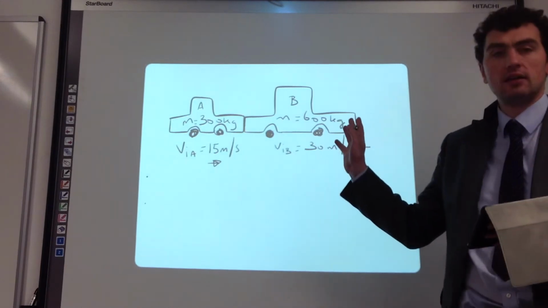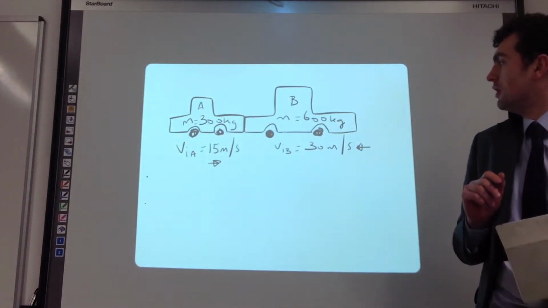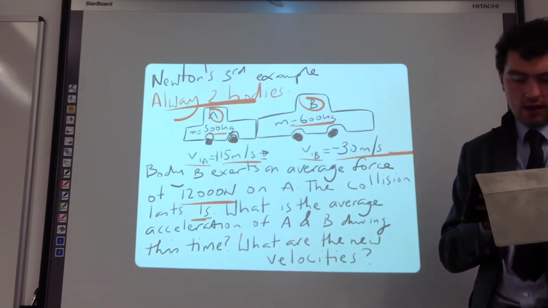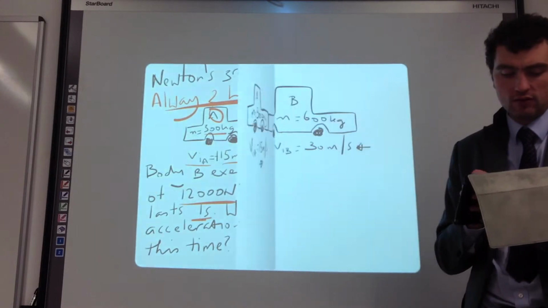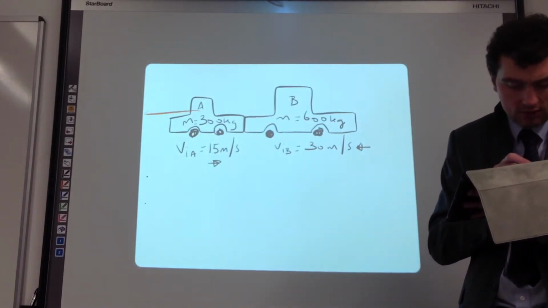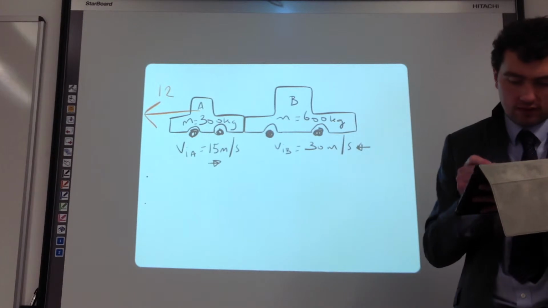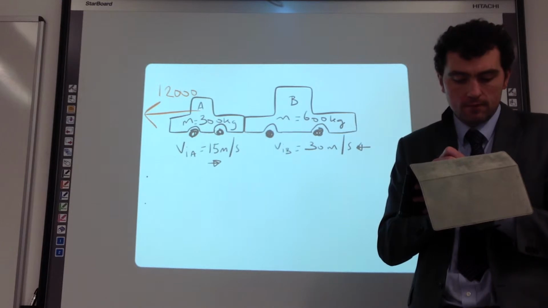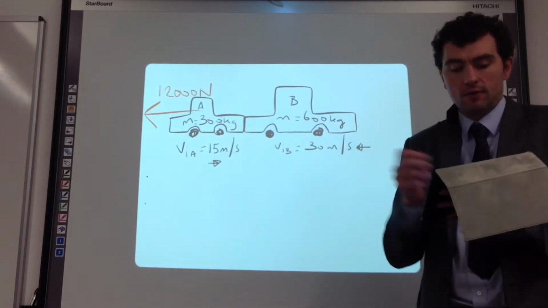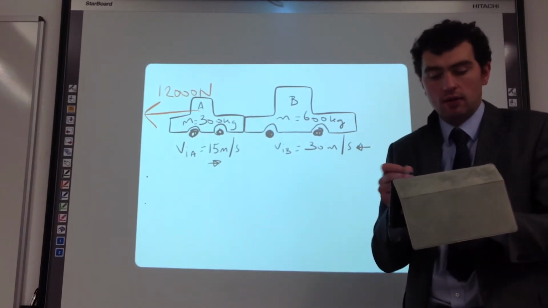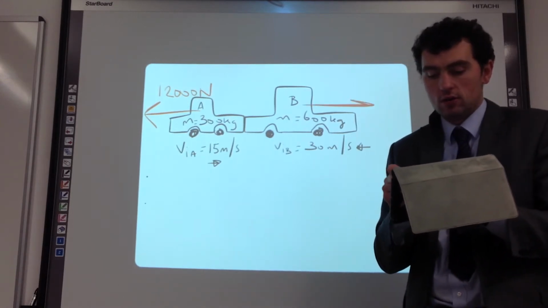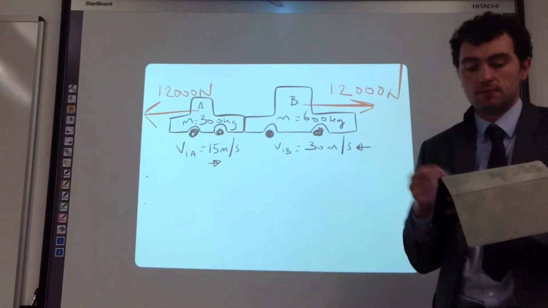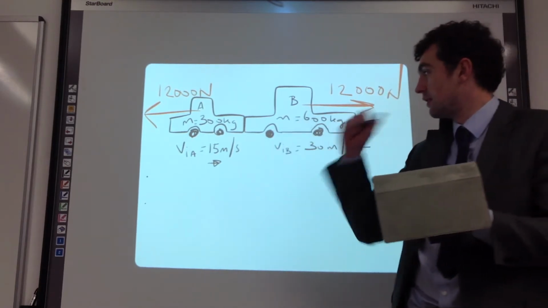Okay, so I've got the situation summarised here. The force was 12,000 newtons. Body B exerts an average force of 12,000 newtons on body A. So body A is going to experience that force of 12,000 newtons, and if body B is moving in this direction, this will be the direction of the force. He's going to experience that. But of course, if body B exerts that on A, well then, by Newton's third law, body A exerts a force on body B of the exact same size, so 12,000 newtons, but in the opposite direction. So it's heading in this direction.